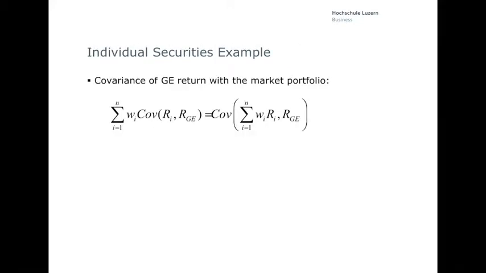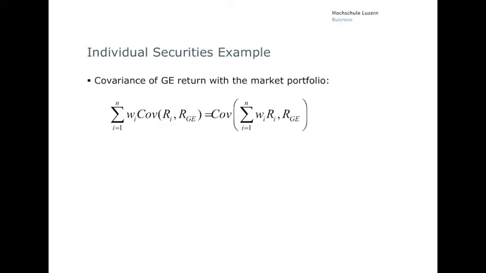Individual securities example. Let's do an example of how to measure the contribution of General Electric to the risk of the market portfolio. The contribution of GE stock to the variance of the market portfolio may be stated by the following formula: the sum of its weighted covariances.